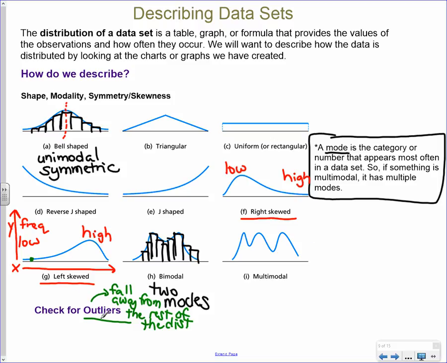We also would like to check for outliers. Notice if you have one observation that is much higher or lower than the rest. That might be interesting to figure out, why do I have that one outlier there?